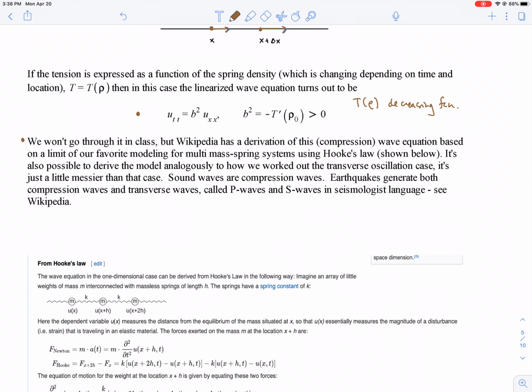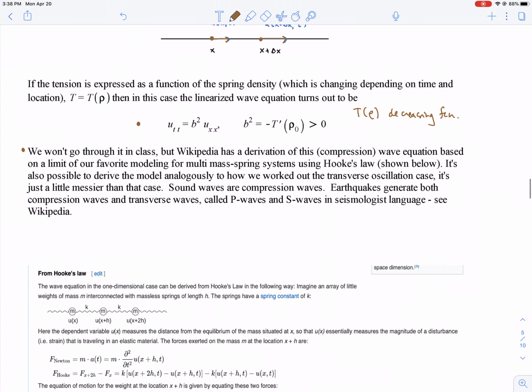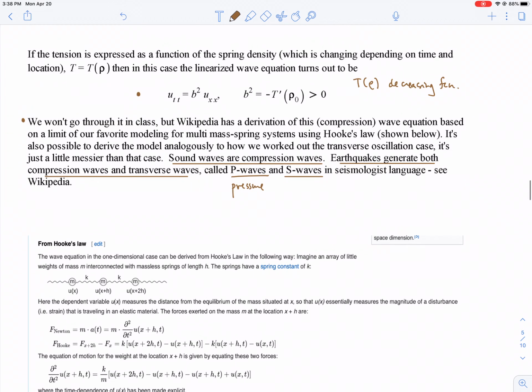It's worth mentioning these longitudinal vibrations because they come up in lots of applications. Sound waves are compression waves. In particular, if you're playing a wind instrument, you're making compression waves. Earthquakes generate both compression waves and transverse waves. The compression waves are called P waves for pressure, and the transverse waves are called S waves because that's what the ground looks like if you're looking at it and an S wave is passing you by.